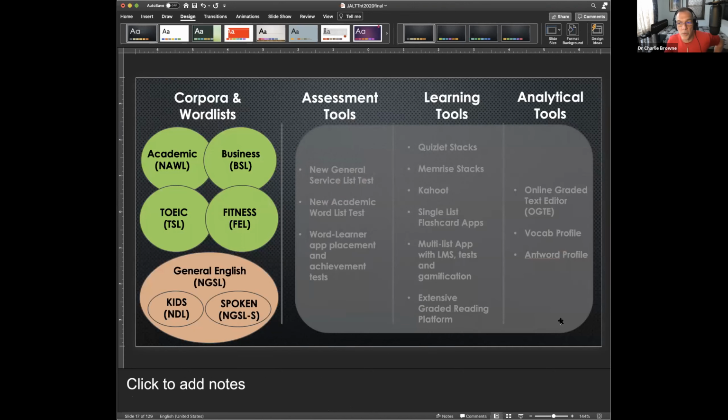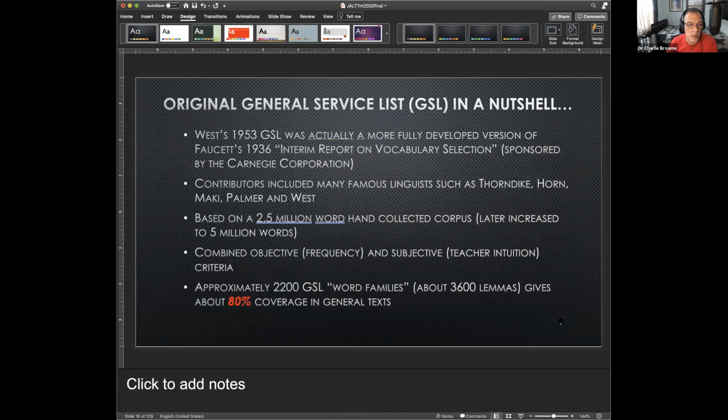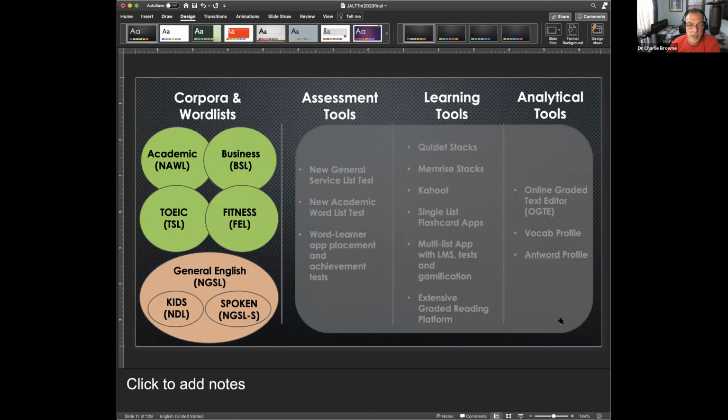So what I want to do is take you through some of my word lists. I've got 7 of them, and these are all open source, free word lists that you can download from my website. I want to give you a brief introduction to these word lists, and then the rest of the presentation is introducing you to various tools that we've developed so you can take advantage of these word lists. That includes assessment tools, learning tools, and analytical tools, which we'll get to a little bit later.